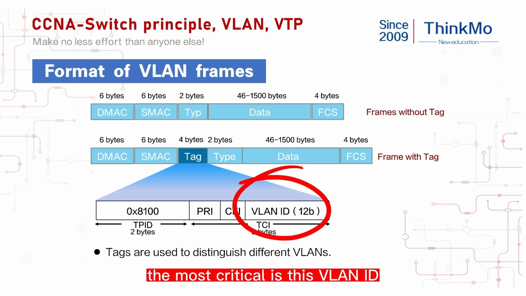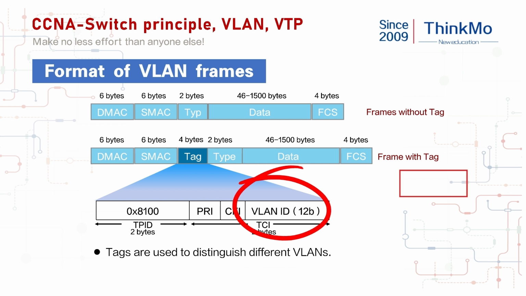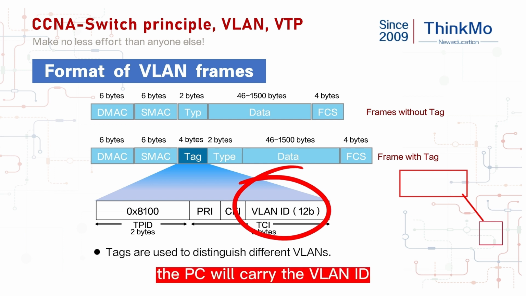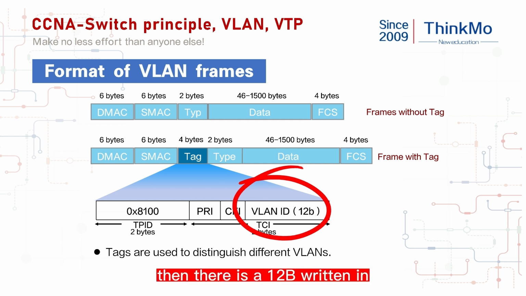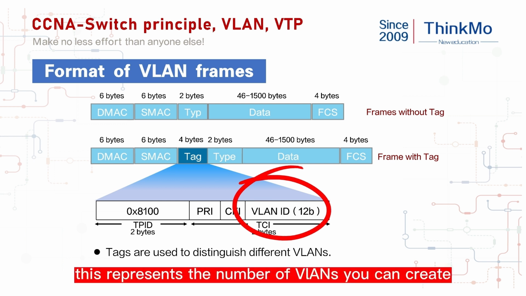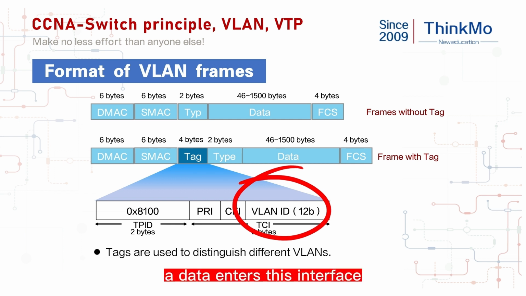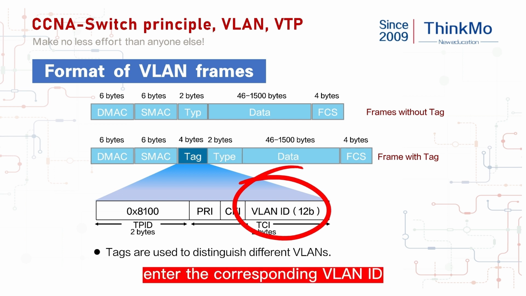The most critical is this VLAN ID. This is the switch. This is a PC. The PC sends data. When the data arrives at the switch interface, the switch adds the VLAN ID. The VLAN ID is written as 12 bits. The VLAN ID has a range, which represents the number of VLANs you can create on the switch. You divide an interface into a VLAN, and data entering this interface gets the corresponding VLAN ID.